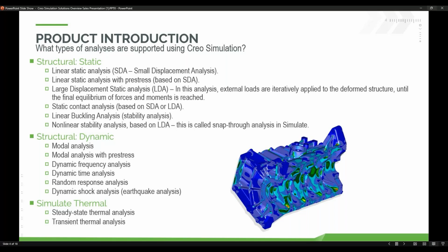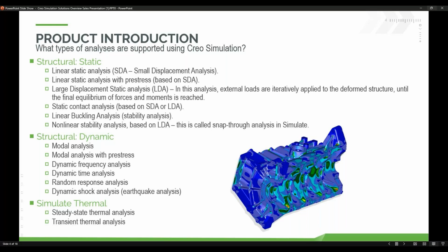Finally, we have our stability analysis that's nonlinear, and this is called a snap-through analysis, and that's all based on large deformation of your object. So maybe you've got a disc that's got some fins or some fingers on it. You can actually go in and do a stability analysis based on your large deformation. So all of those are static analysis types.